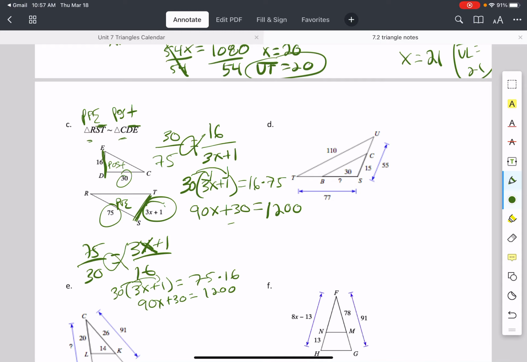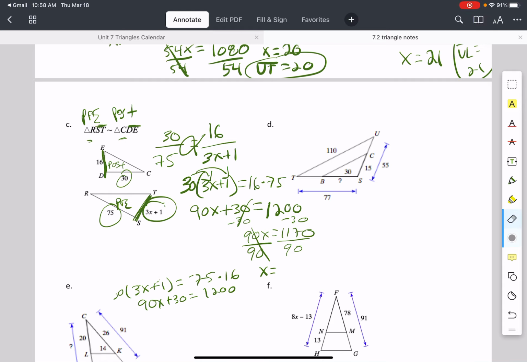Now what? Minus the 30. And then divide by 90. And x equals something. 13. Okay.